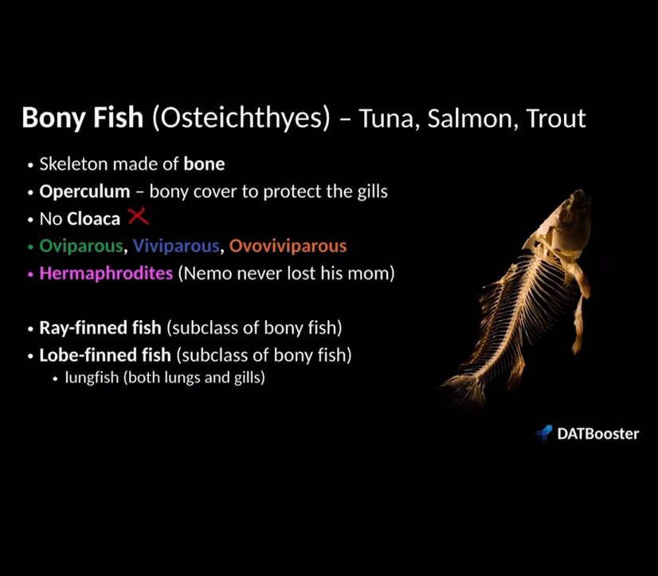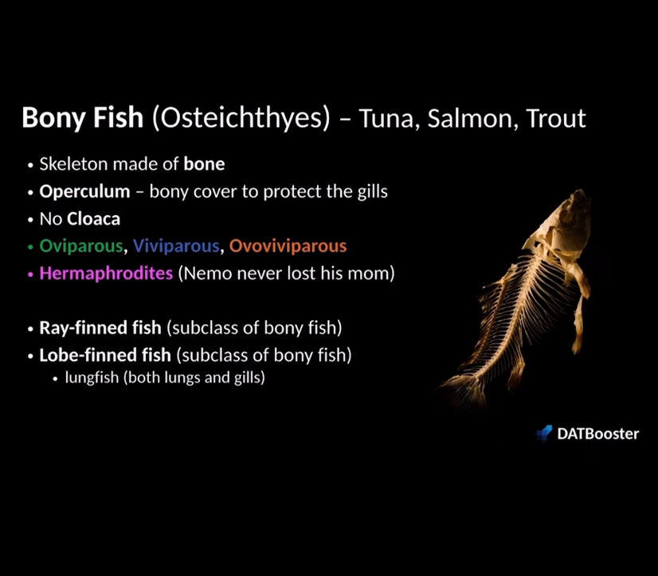But just like cartilaginous fish, they also have oviparous species, viviparous species, and ovoviviparous species. So you have all three types found within this subgroup. They can also be sexually dimorphic for sexual reproduction, as well as hermaphroditic.